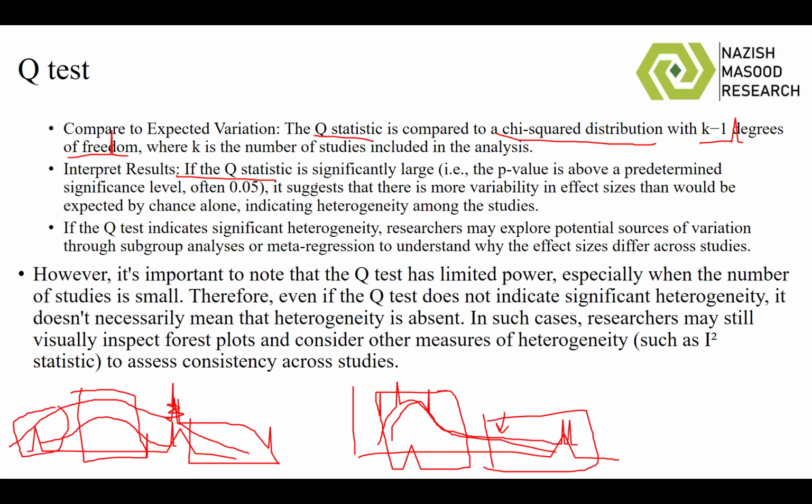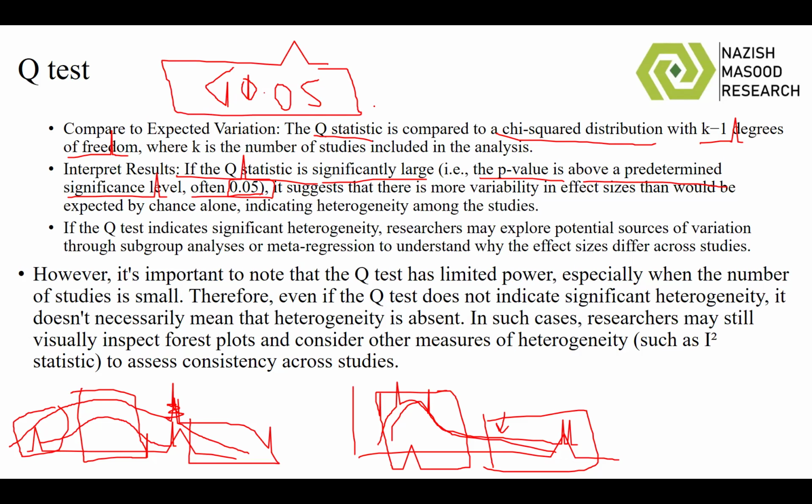Okay, so if the Q statistic is significantly large, that means that the p-value is below a predetermined significance level. Say, often we keep the p-value as 0.05. We say that if the p-value is less than 0.05, then whatever result that we get is significant. What does that mean? That whatever result that we get is not because of chance, but rather it is a true representation of the population.